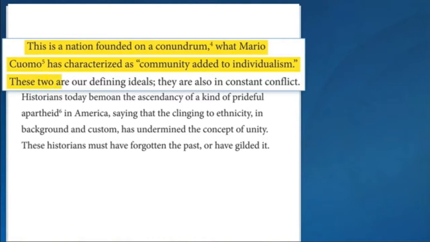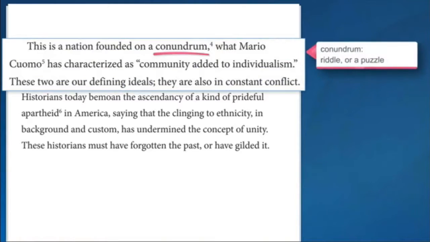These two are our defining ideals. They are also in constant conflict. So what is a conundrum? The footnote says it's a riddle or puzzle. Yeah, and with the puzzle, you have to figure out how all the pieces fit together.